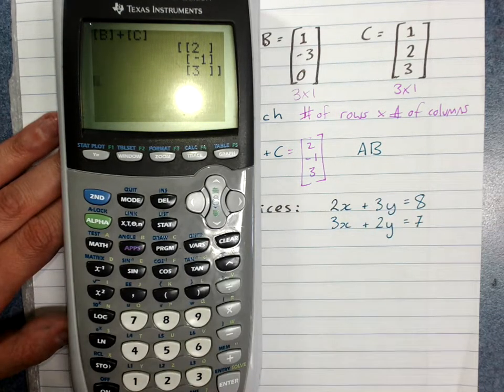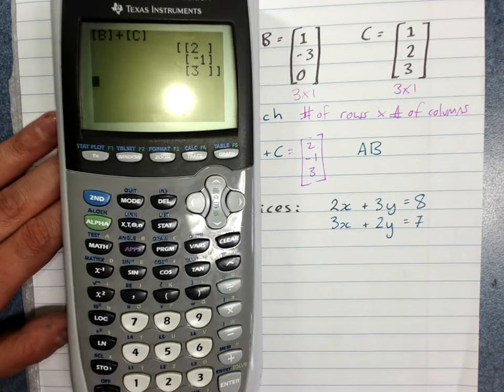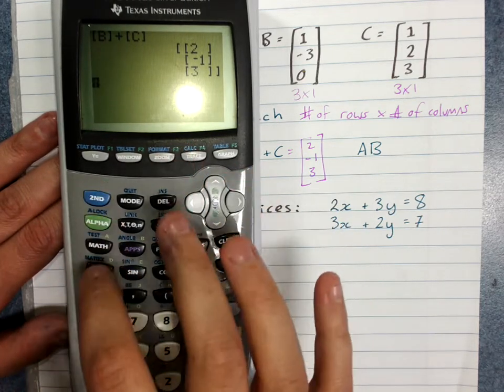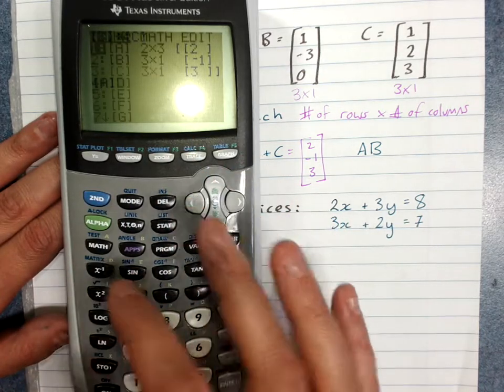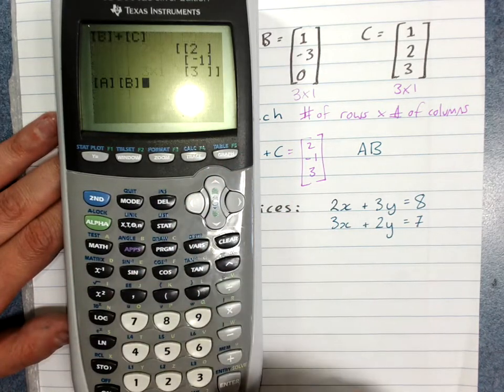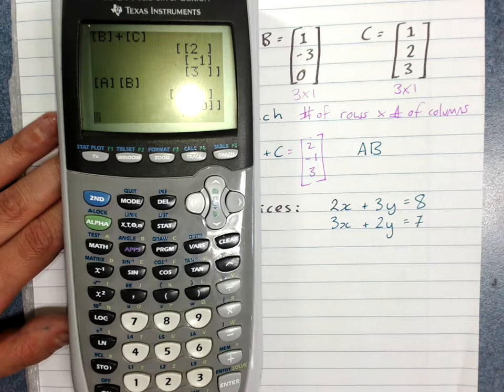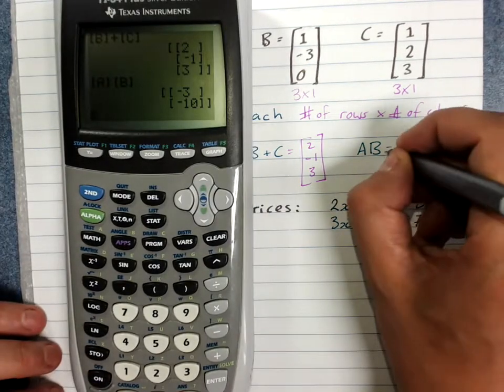Multiplication, A times B, you will absolutely want to use your calculator. Hop into the matrix menu and select A. You don't even need your times. Hop into the matrix menu and select B. And there's your answer.